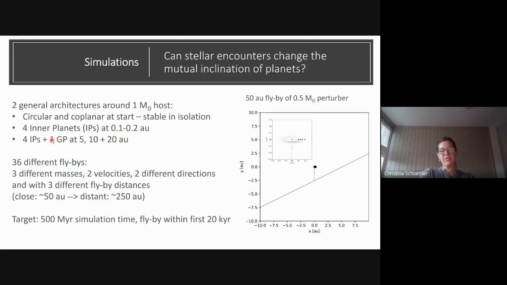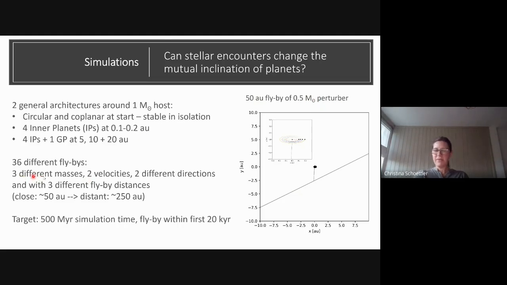In addition, we also put a giant planet of 5 Jupiter masses at 5, 10, and 20 AU further out, to see if the disruption or disturbance of the giant planet could filter inwards and affect the inner system afterwards. Here, this is a 50 AU flyby by a 0.5 solar mass star.